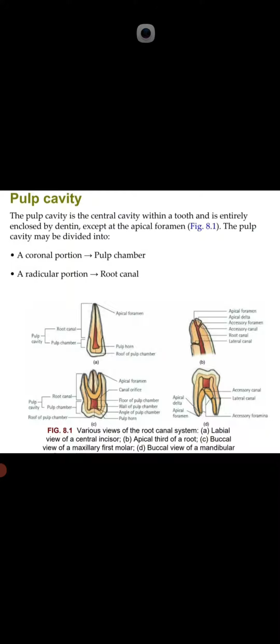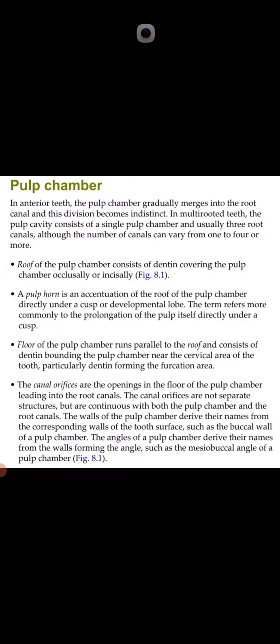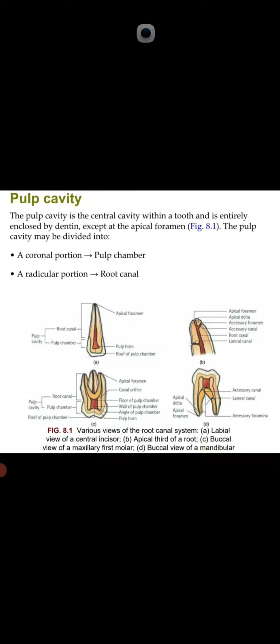In the pulp chamber, there is a pulp horn, there is a wall of the pulp chamber, there is a floor of the pulp chamber, there is a roof of the pulp chamber. And in the floor of the pulp chamber, there is a canal orifice, canal opening. Now come to the first, the roof of the pulp chamber.